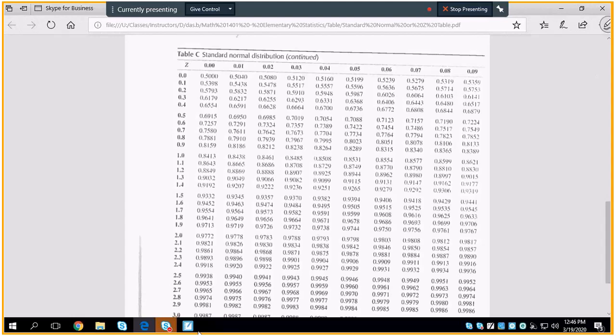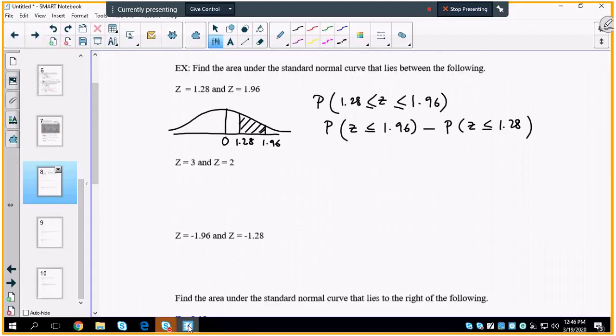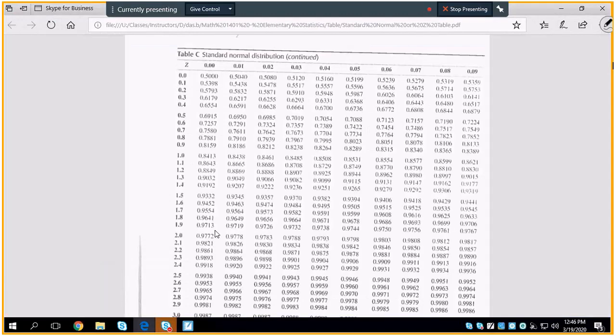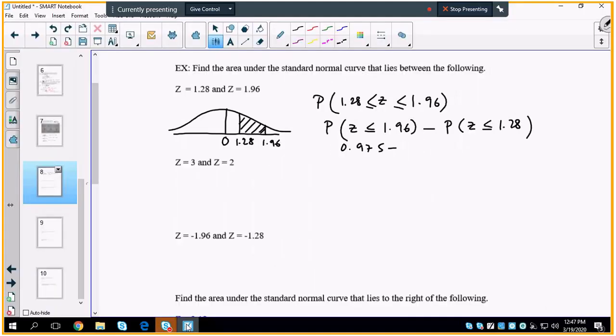So let's write that down. It's 0.975, and I'm subtracting row 1.2, column 0.08. Row 1.2, column 0.08. So that's 0.8997 minus 0.8997, and I do the subtraction.